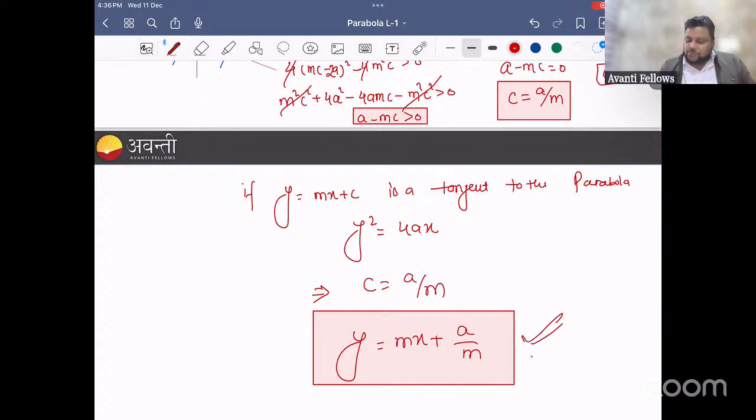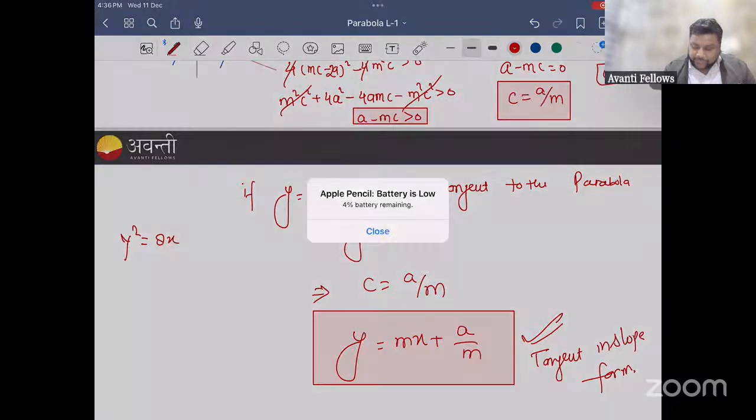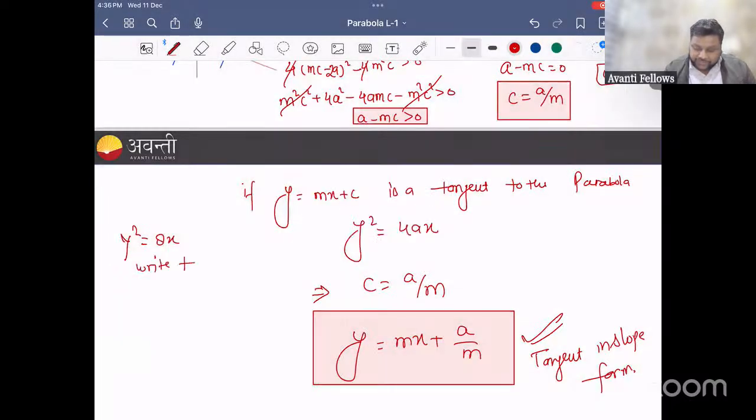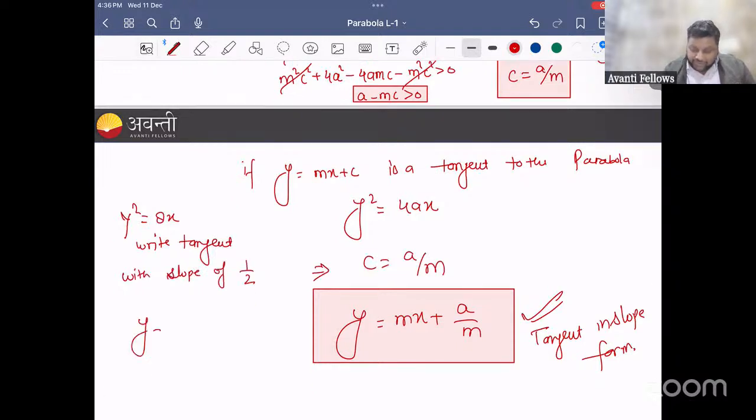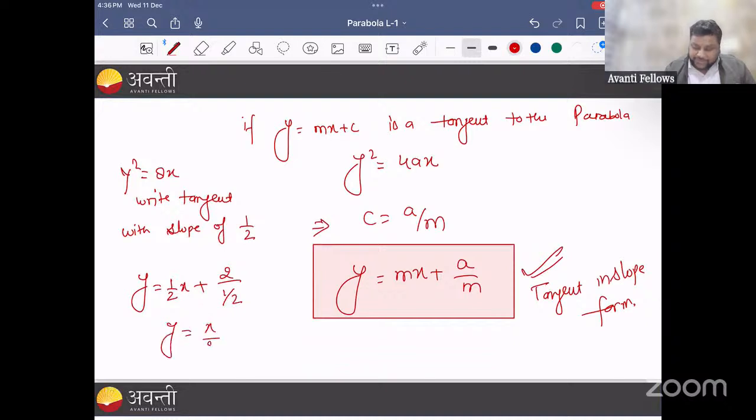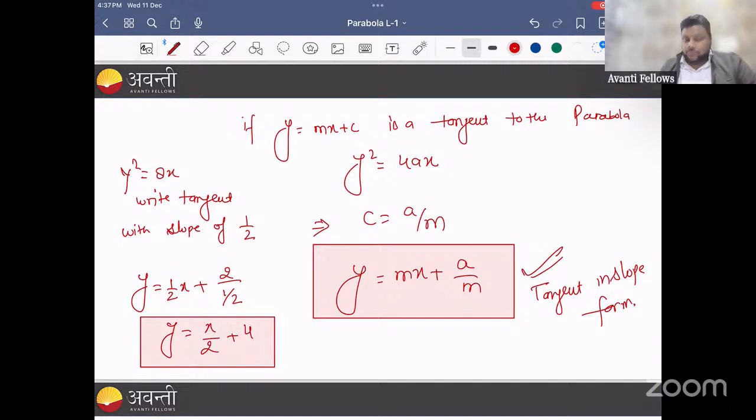This is a tangent in slope form. If somebody asks you for the parabola y square equals 8x, write the tangent with slope as 1 by 2. So the tangent will be what? mx, 1 by 2 x, plus a/m. a is what? 2. And m is what? 1 by 2. So y equals x by 2 plus 4.